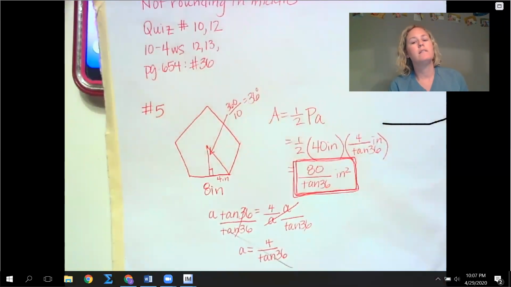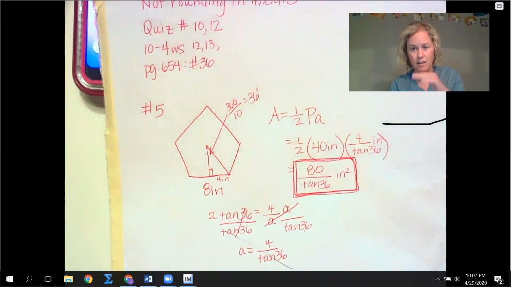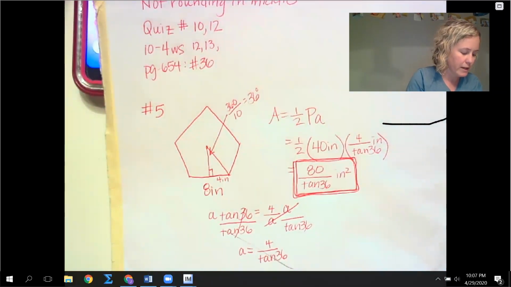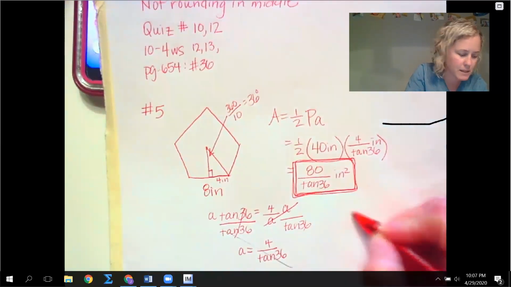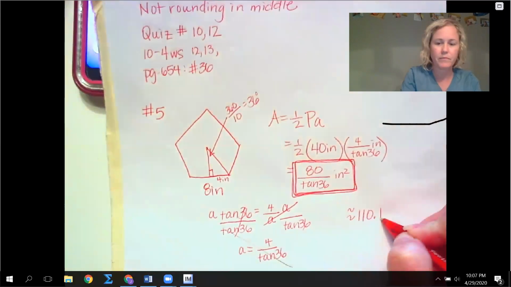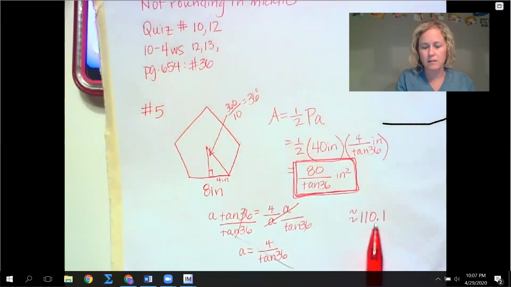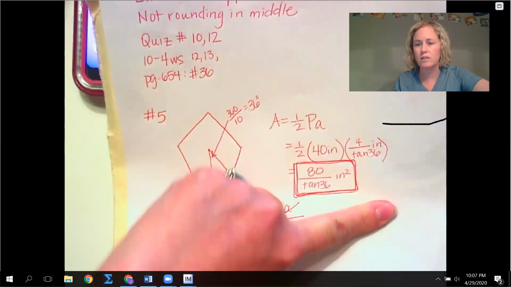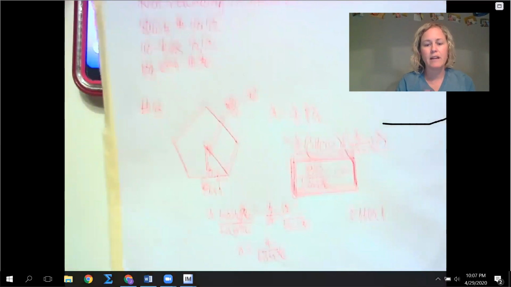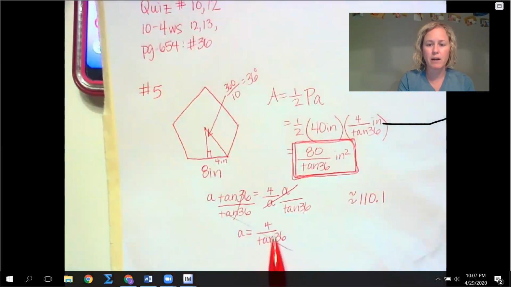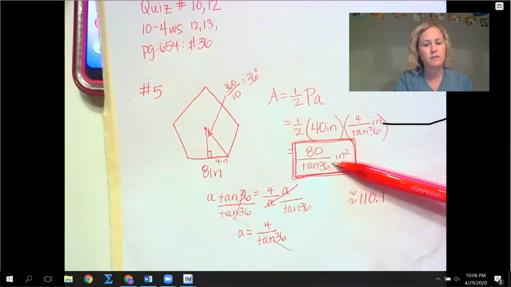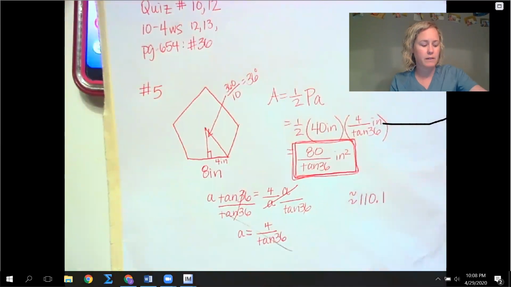Now, let's pretend for a second that it said round to the nearest tenth. It did not say that, but if it did, we would plug this into our calculator, and we would get 80 divided by tangent 36 is approximately 110.1. So that was the approximate answer, but I did not ask for that, so you should not have put it down. Now, what would happen if you rounded this number in the middle of the problem instead of waiting till the end to round? Here's what would happen.